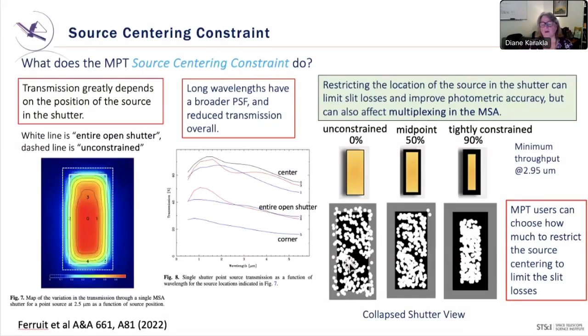What we've shown in this collapsed shutter view shows that if you use an unconstrained setting, I'm only representing 3 of the 5 settings that we have in MPT, you get sources that fill that area that you see. Each one corresponds to the above value or setting in MPT. So you can see that the sources are constrained more and more as you go from left to right. And if you don't have the density in your catalog of sources that you're looking at, you can, of course, lose sources on the MSA. You will not observe as many sources if you get tighter and tighter constraint.